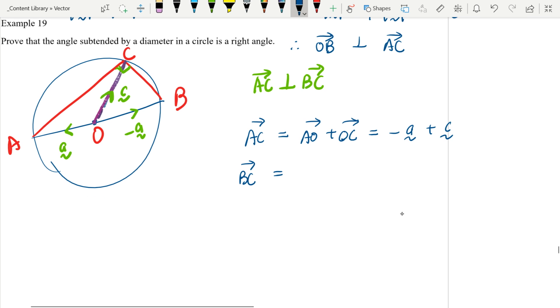For BC, that's BO plus OC. And BO is positive A, and OC is positive C. Okay, so now again, I want to find the dot product. So AC dot product BC.